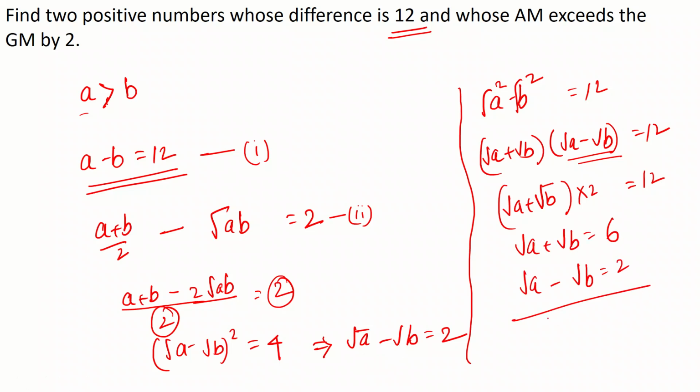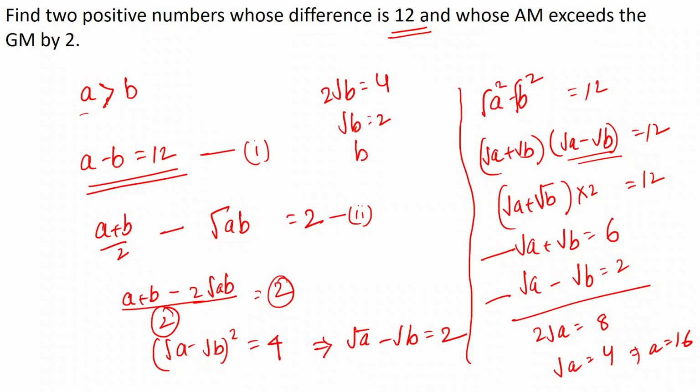I add these two, so I get 2 root A is equal to 8, root A is equal to 4. This gives me A is equal to 16, and if I subtract this with this, I get 2 root B is equal to 6 minus 2, 4. I get root B is equal to 2, and I get B is equal to 4. So the two numbers are 4 and 16.